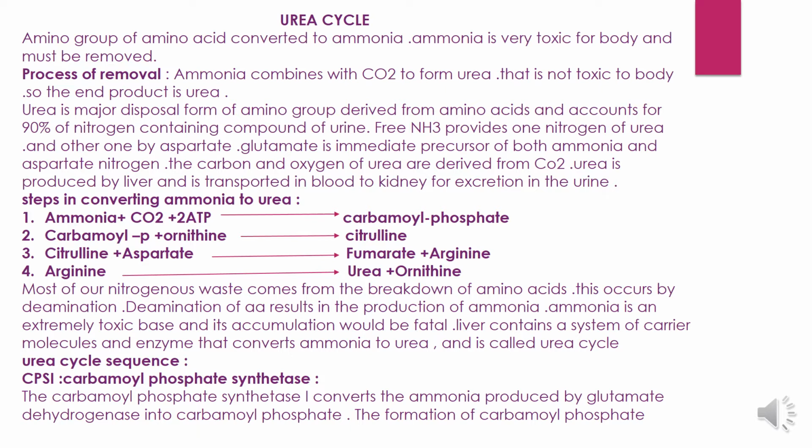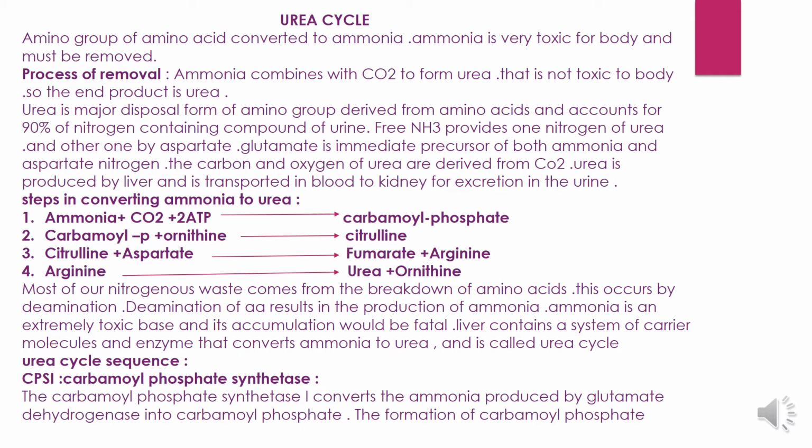Urea is a major disposal form of amino groups derived from amino acids and accounts for 90% of the nitrogen-containing compounds of urine. Free ammonia provides one nitrogen of urea and aspartate provides the other. Glutamate is the immediate precursor of both ammonia and aspartate nitrogen. The carbon and oxygen of urea are derived from carbon dioxide. Urea is produced by the liver and transported in the blood to the kidney for excretion in the urine.